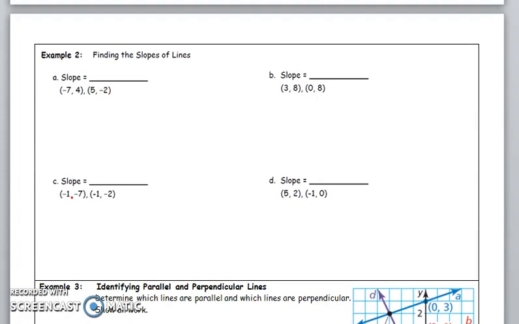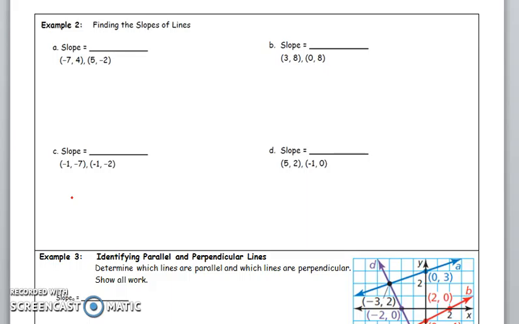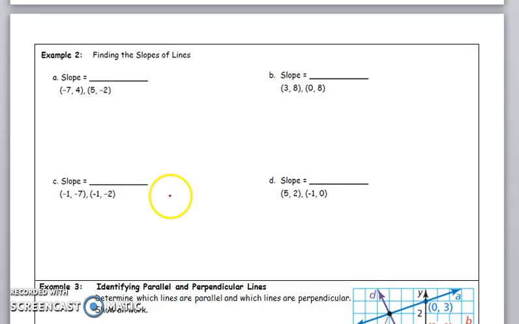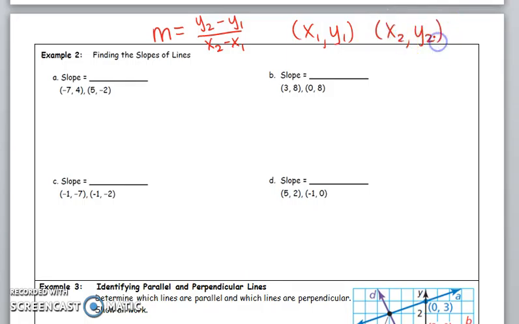Moving on to example 2, finding the slopes of lines. I will do the first example in this video, and I will save parts B, C, and D for you to do on your own. So for this example, I really want us to use this definition that slope is y2 minus y1 all over x2 minus x1. And that's when we're given the point (x1, y1), and we're given another point called (x2, y2). So it's the change in y over the change in x.